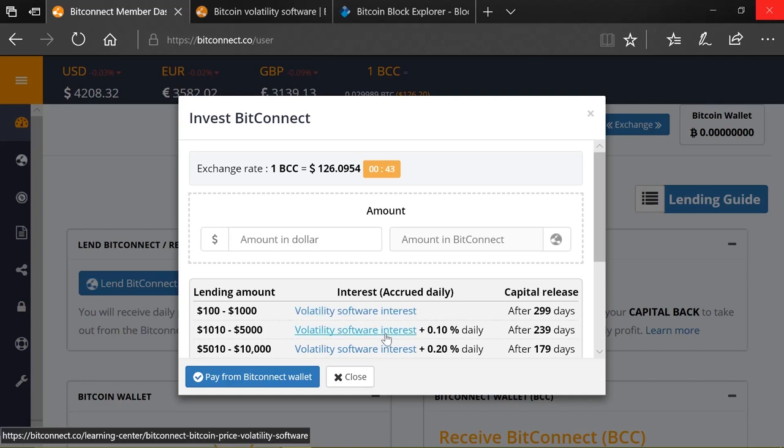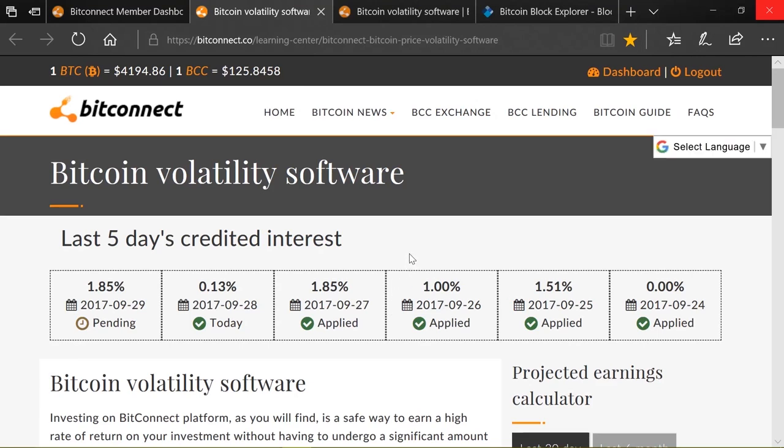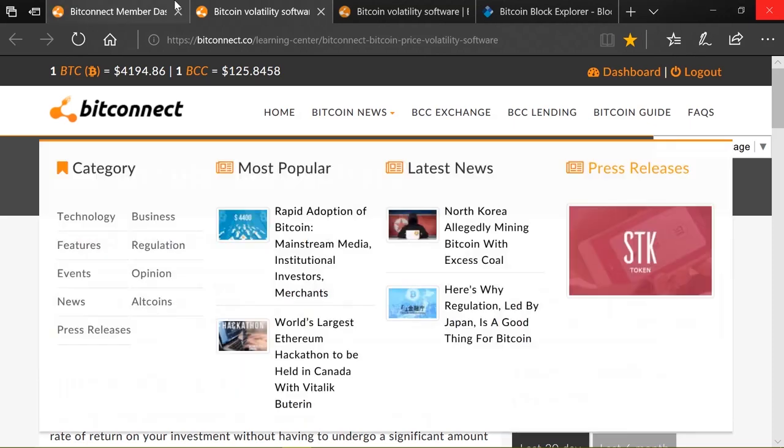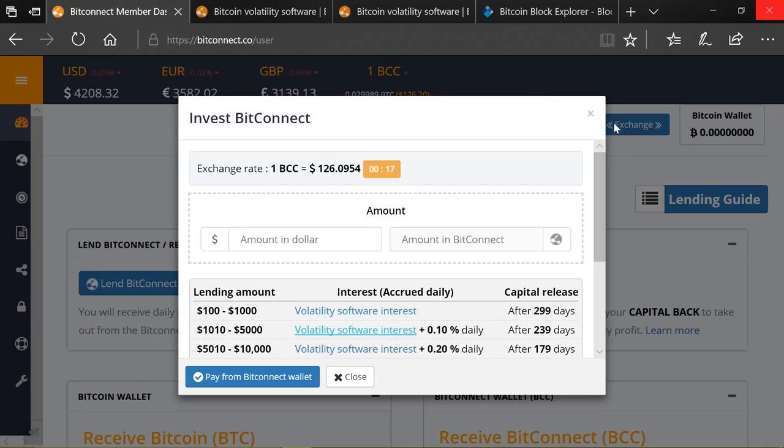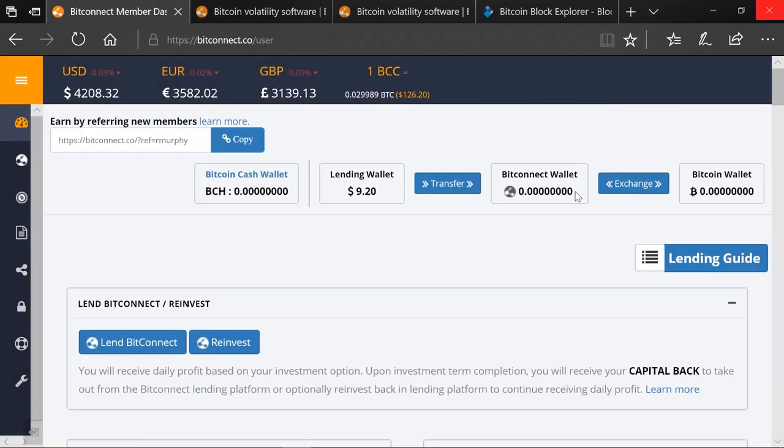So let's have a look at the system here. Let's look at how the interest works on the lending of Bitconnect coin. So here is the Bitcoin volatility software 5-day credited interest from the system. Now this is based on the trading of Bitcoin. So if we go back to this system here, you buy in to the system with Bitcoin. You then trade the Bitcoin for whatever the value is up here and up here.